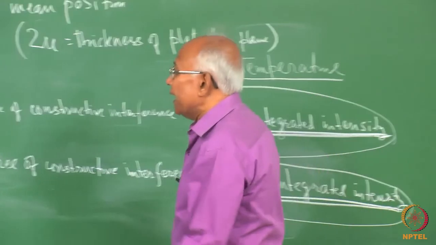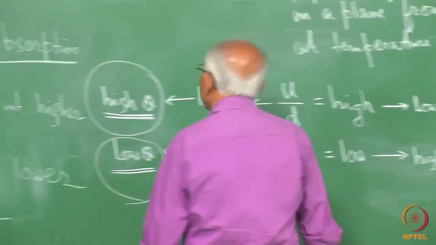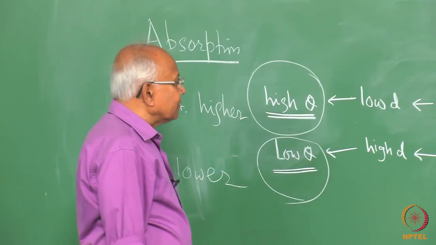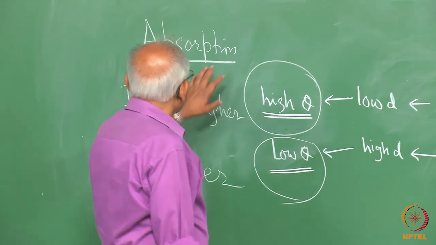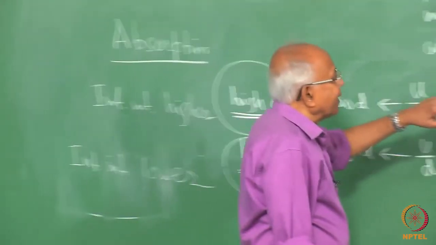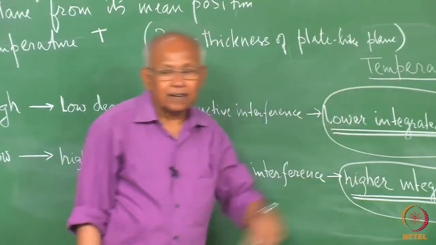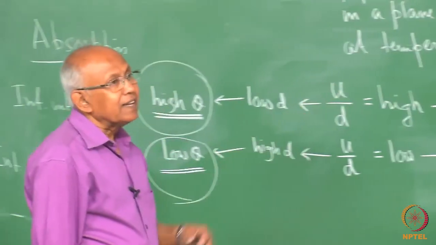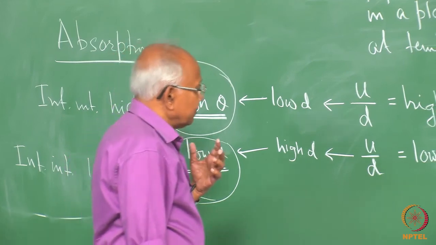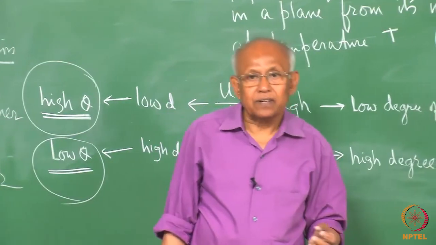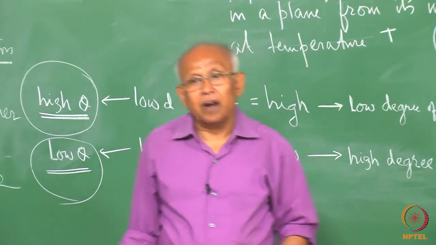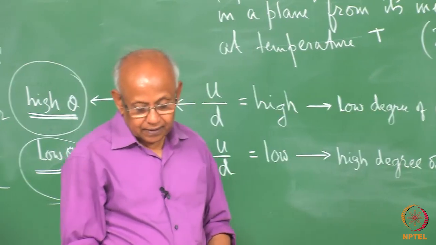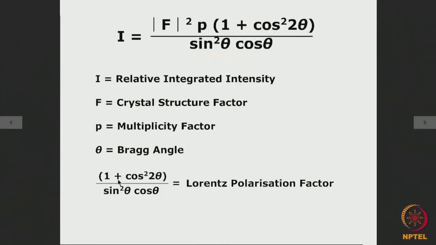So, we see that the effect of absorption is the reverse of the effect of temperature, and since it is very difficult to calculate the exact effect of absorption as well as temperature so far as the integrated intensity is concerned, we assume that the effect of one nullifies the other. So, when we determine the integrated intensity from a diffraction line, we do not consider the absorption factor and the temperature factor at all.